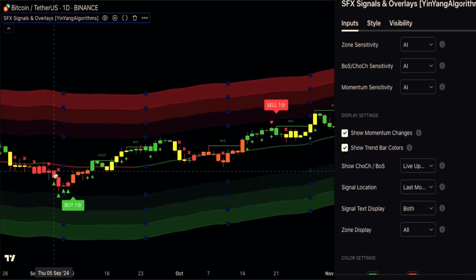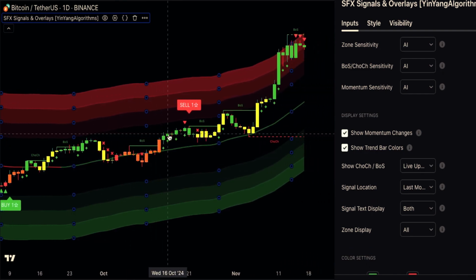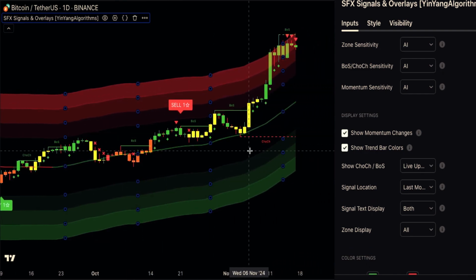So you can see here, red, so it's bearish, it's moving towards bullish, it's bullish, it's moving towards bearish, which is kind of weird because it's going upwards. But there are many different calculations factored into this, and it's just trying to show you sometimes that the trend could be dying out.